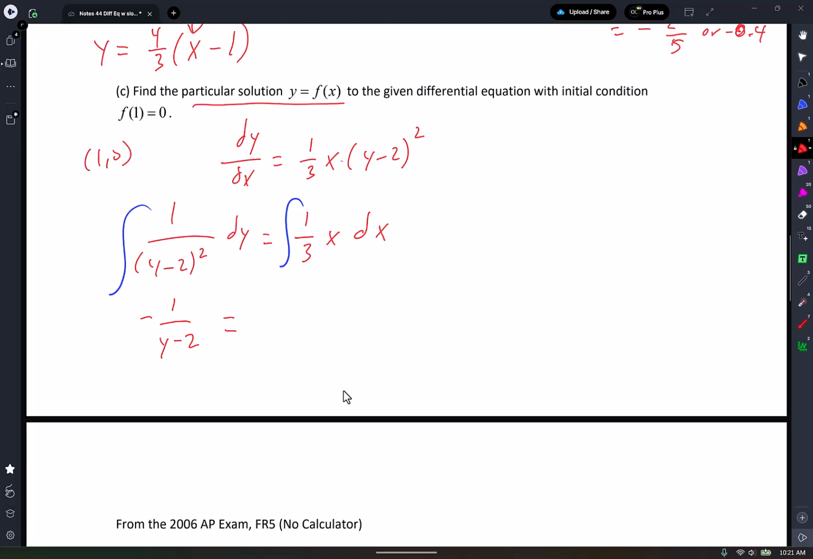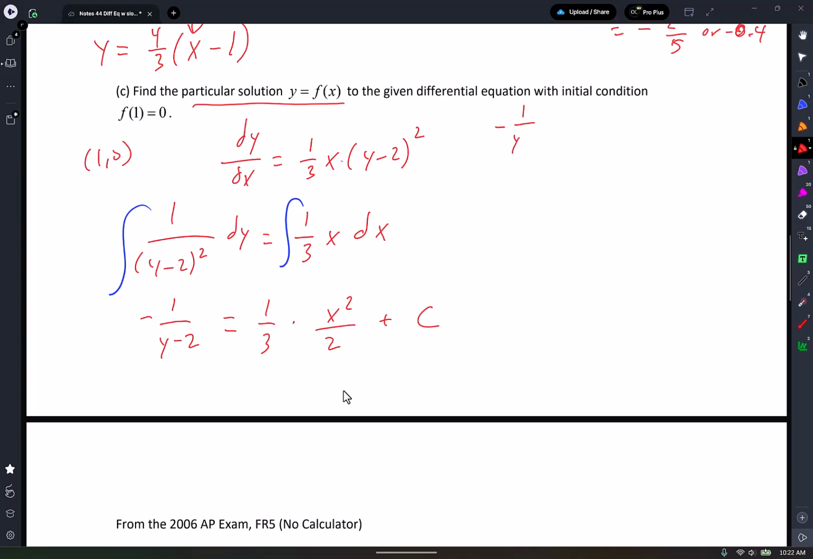Well, this is 1/3 x. The x is in the top, squared. So add 1, divide by that number. So here's my 1/3. That's that constant. Times x squared over... No. It would be 1/6, right? Because we're adding 1 divided by that number. And when you take the derivative, you better get 1/3 x. Are we still okay? All right.